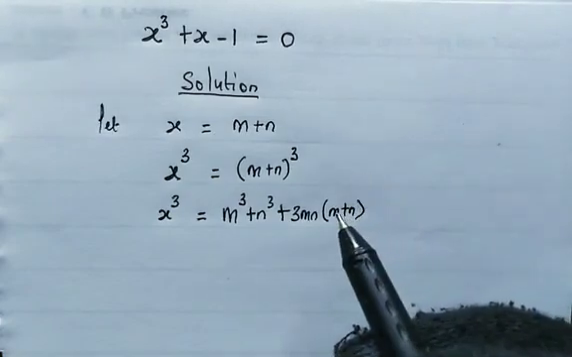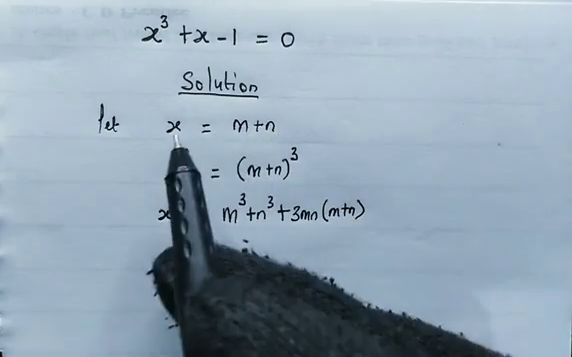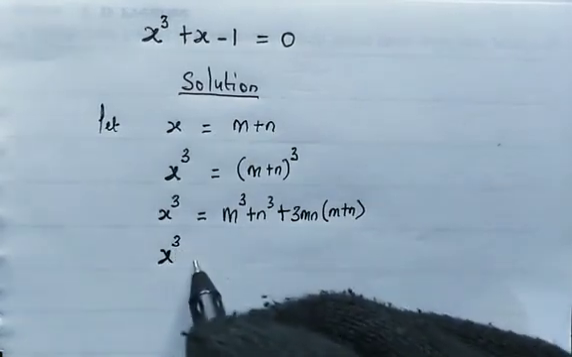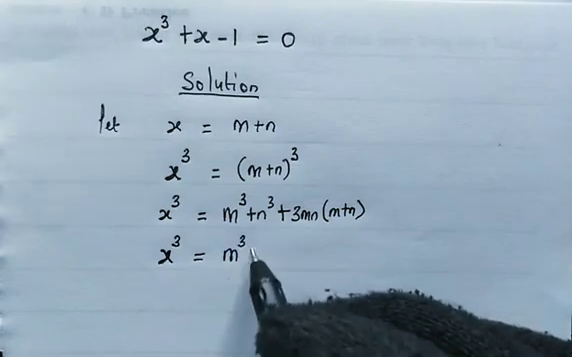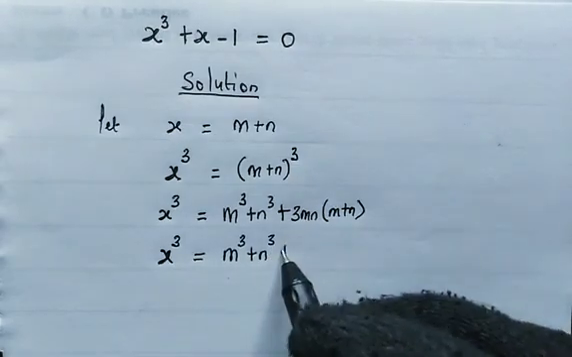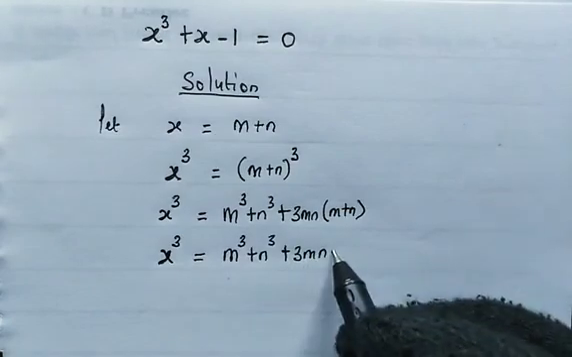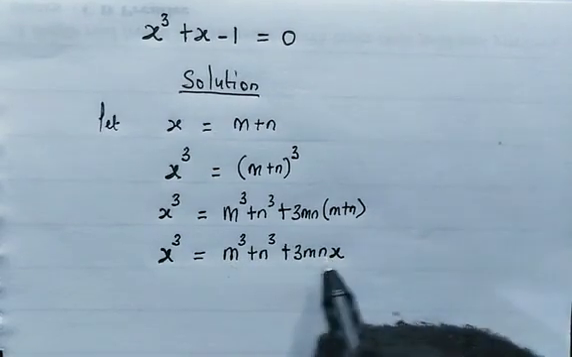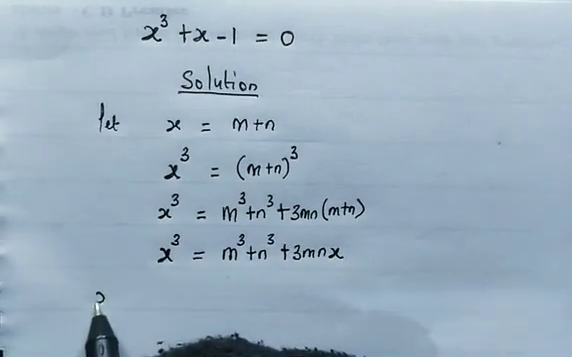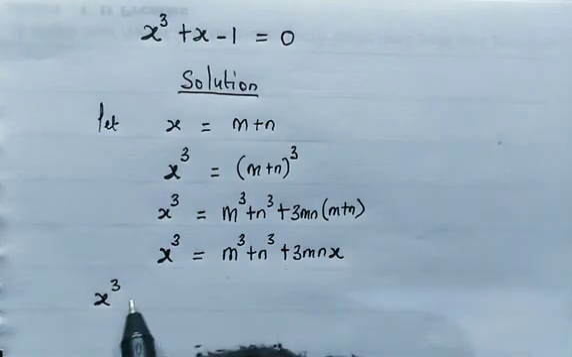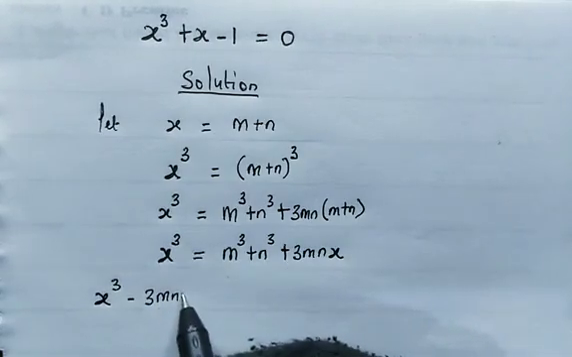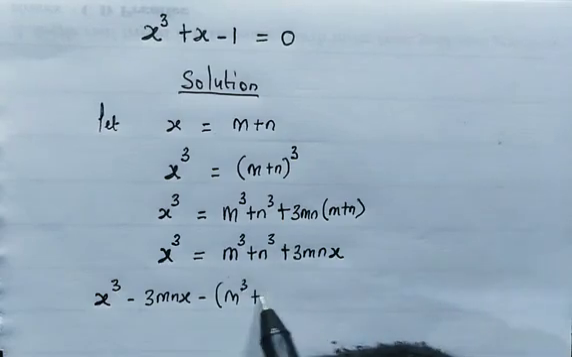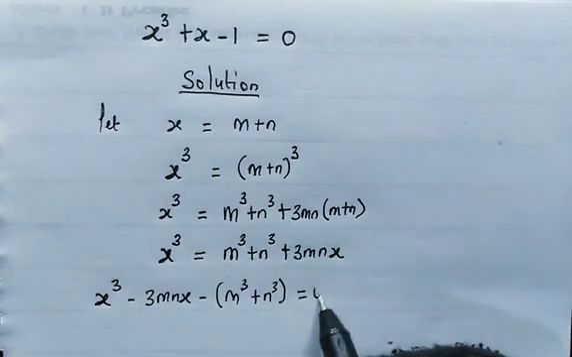But we started with a substitution of calling m plus n x. So right over here we're going to substitute. So we get x cubed equals m cubed plus n cubed plus 3 times m times n times x. Now the whole of these terms at the right hand side, let's move it to the left hand side. So from here we get x cubed, then minus 3mnx, then minus (m cubed plus n cubed), and this will be equal to 0.